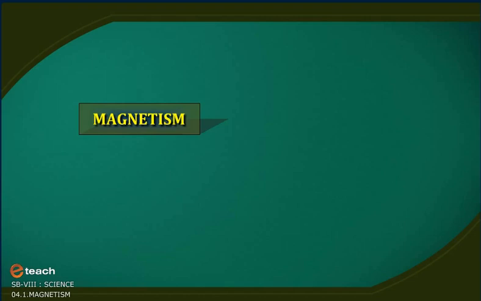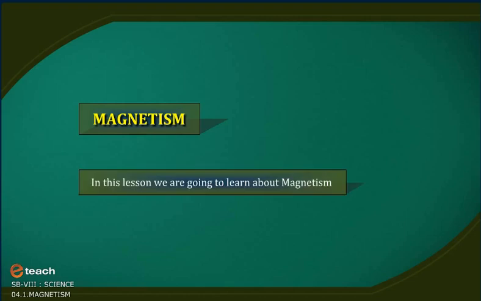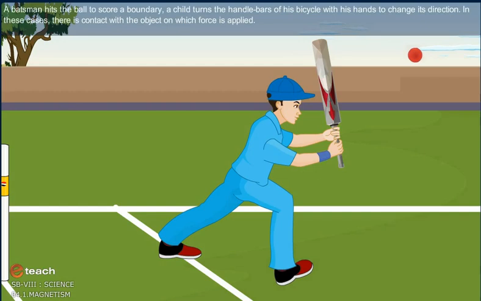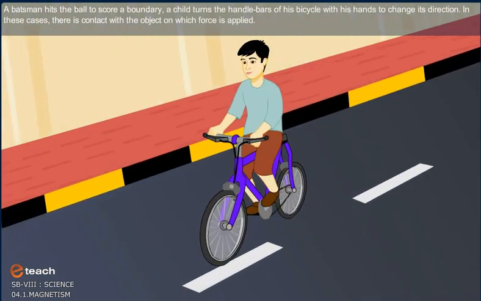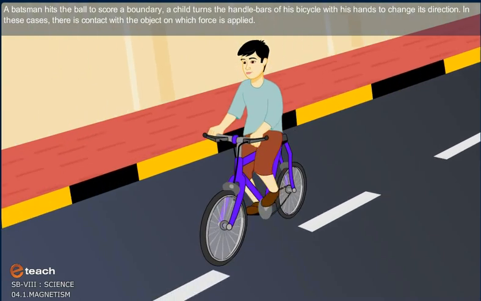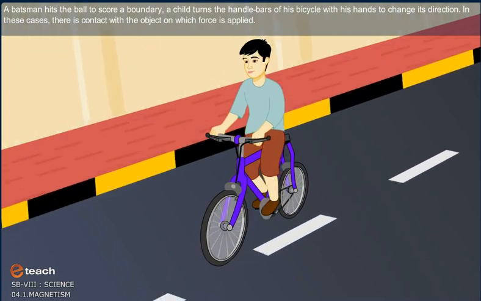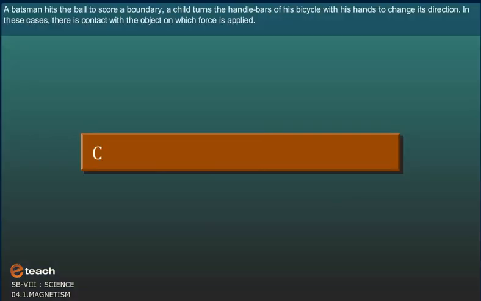Magnetism. In this lesson, we are going to learn about magnetism. A batsman hits the ball to score a boundary. A child turns the handlebars of his bicycle with his hands to change its direction. In these cases, there is contact with the object on which force is applied.